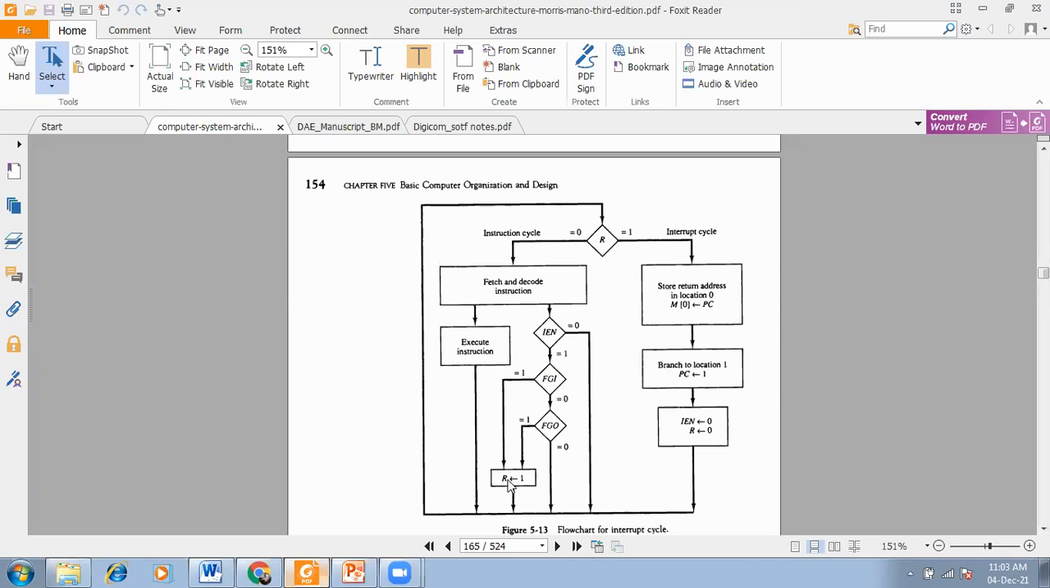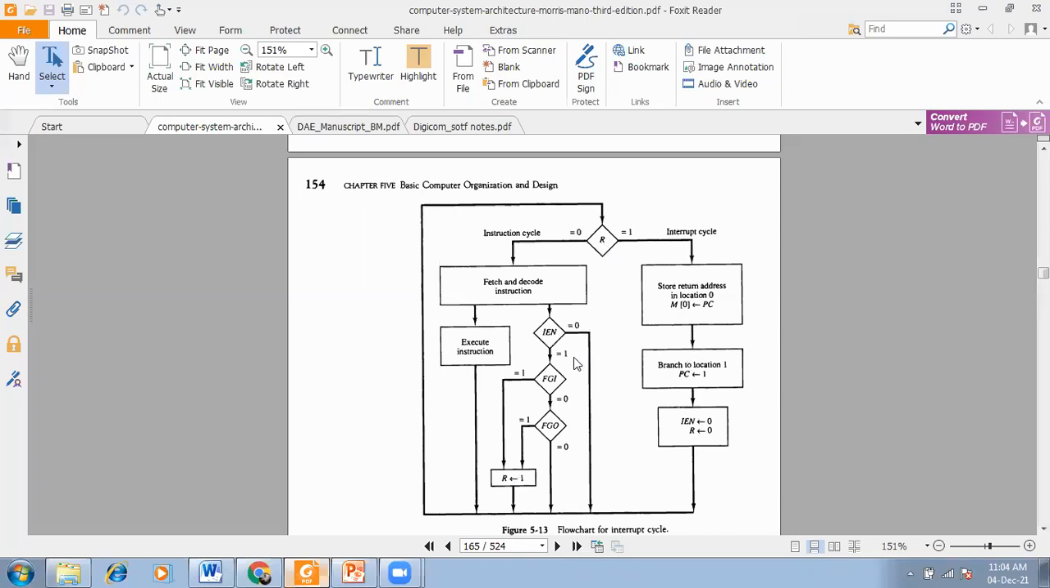you have to set R, which means you have to take the interrupt, because you want to transmit the data. That's why you have to take the interrupt, which means you have to stop the normal instruction cycle. So you set R to 1 and you go to the interrupt cycle.